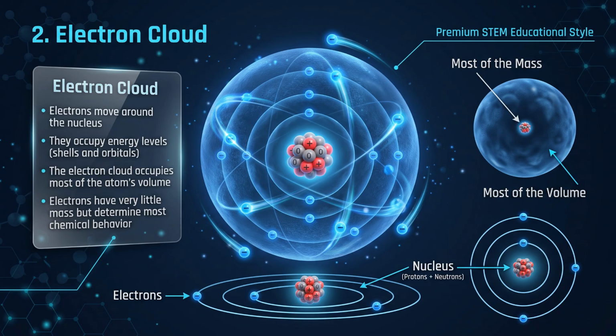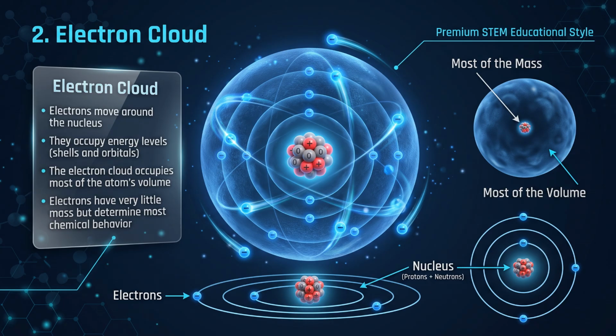The electron cloud. Starting on the left side, the information panel defines the electron cloud. Instead of sitting completely still, negatively charged electrons are constantly moving around the central nucleus at lightning speeds. They do not just fly around randomly. They occupy very specific energy levels, which chemists refer to as shells and orbitals. The massive, glowing blue sphere in the center perfectly visualizes how these fast-moving electrons create a continuous, 3D spherical cloud around the core.